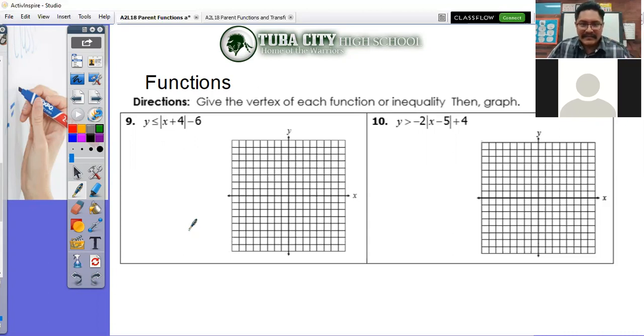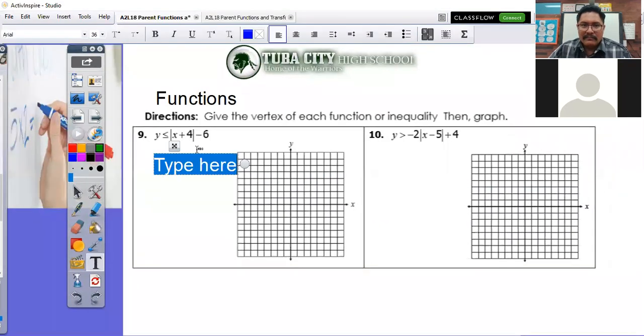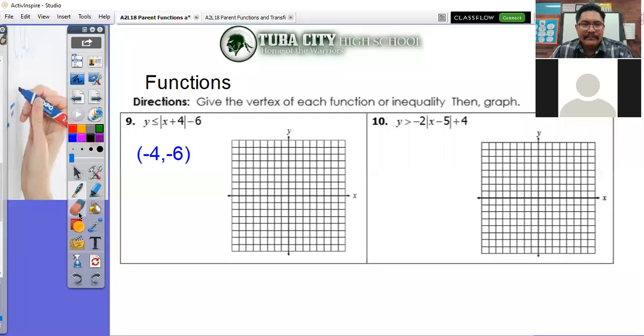And now we're at our last two. Now, the thing that's different about these is the math. We're using inequalities, not equations. But you do the same thing. -4, -6. So again, change that x value and keep this y value the same. So let's graph our vertex of -4, -6.